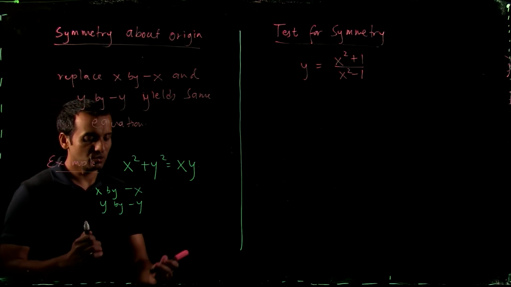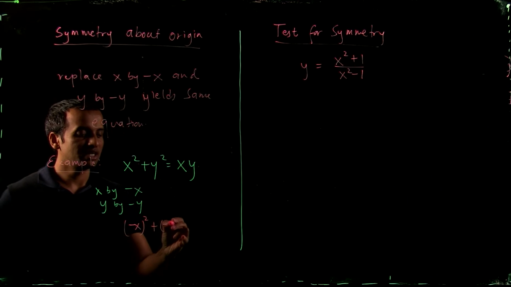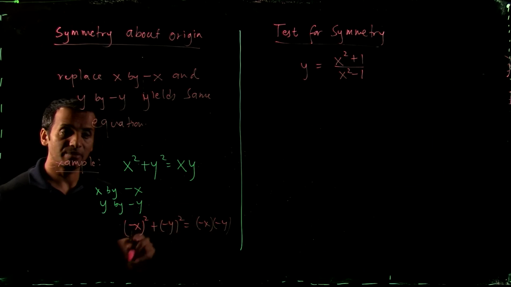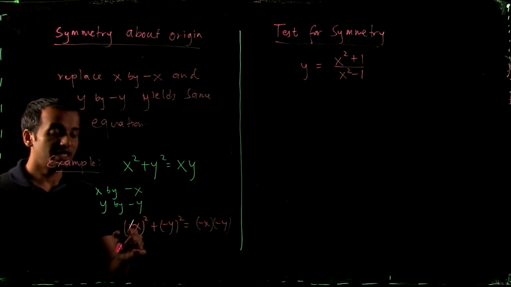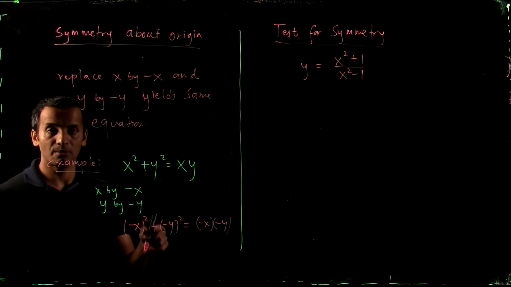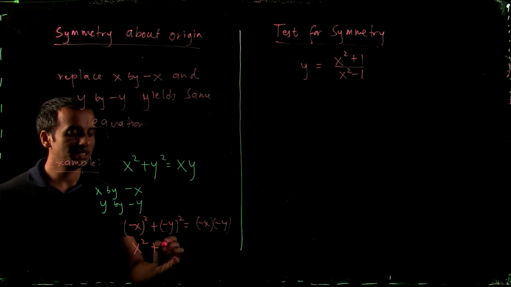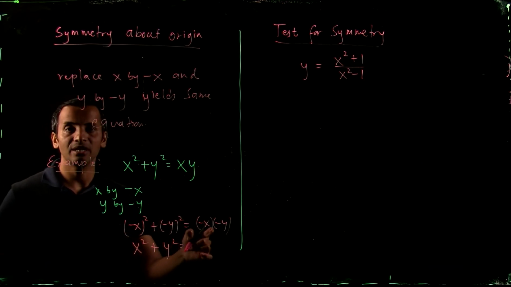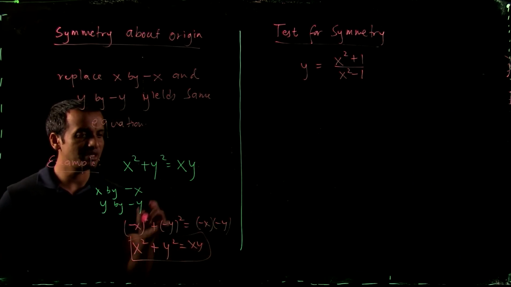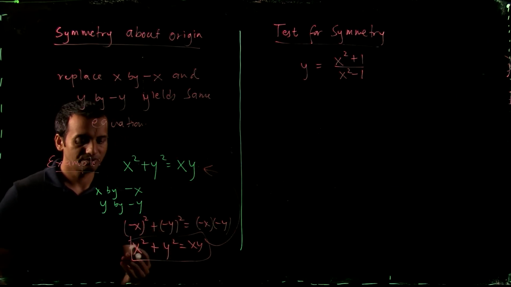So what do you get? So you will get negative x squared plus negative y squared equals negative x times negative y. Do you get the same equation as this or not? Let's see. Negative x squared is negative x times negative x, right? So that is negative times negative, which is x squared, plus negative y squared is again y squared, equals double negative xy. So that is xy. So you got exactly the same equation as this one, right? So this is symmetric about origin.